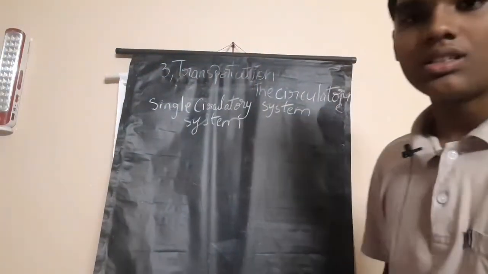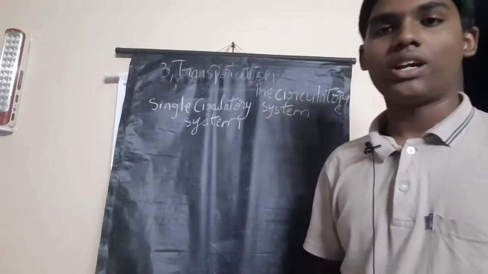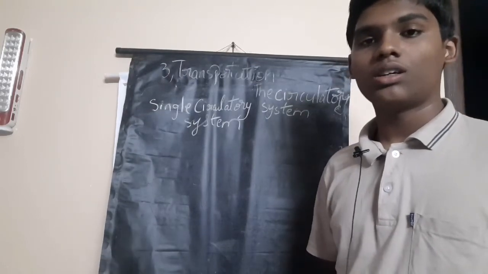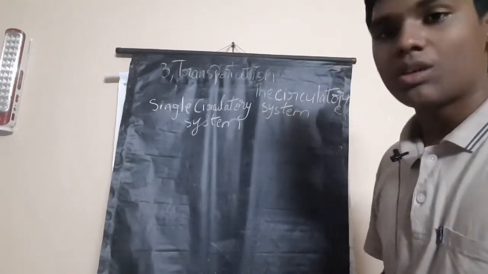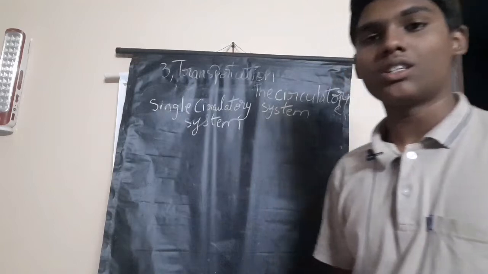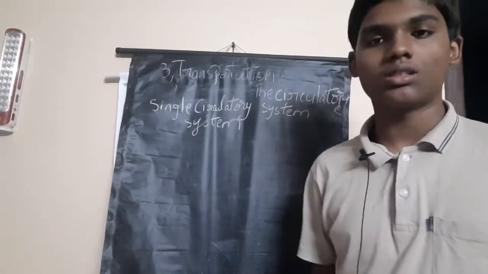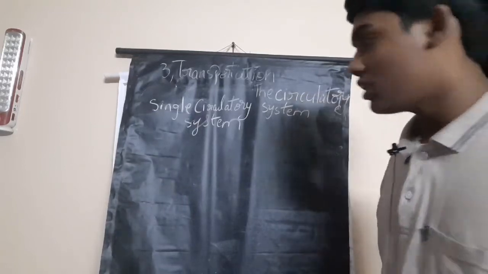Single circulatory system. So what is meant by single circulatory system? It is the circulation of blood in which the blood flows through the blood vessels only once between the heart and body parts, or body parts to heart. Only one time the blood is flowing. For example, take fishes.